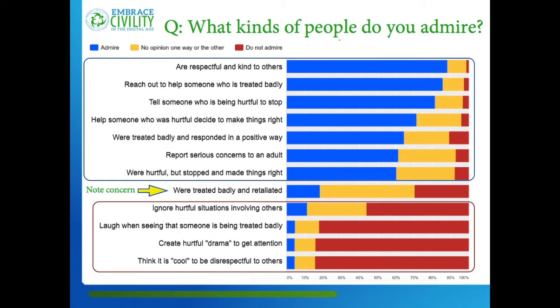So this question asked, what kinds of people do you admire? Blue is admire, yellow mixed feelings, red don't admire. They admire those who are respectful and kind. Reach out to help. Tell somebody being hurtful to stop. Help someone who's hurtful stop and make things right. Were treated badly and responded in a positive way. Report serious concerns to an adult. And those who were hurtful but stopped and made things right.